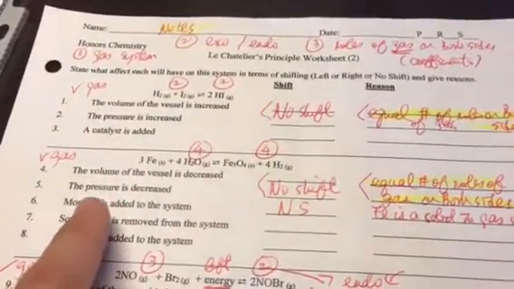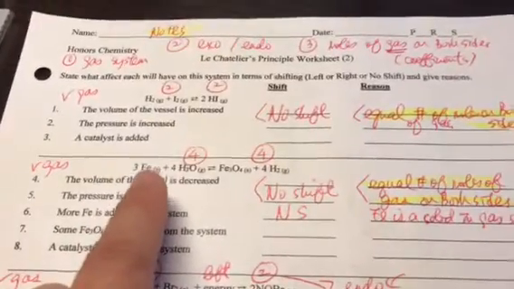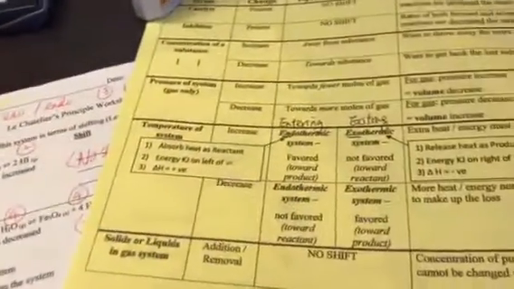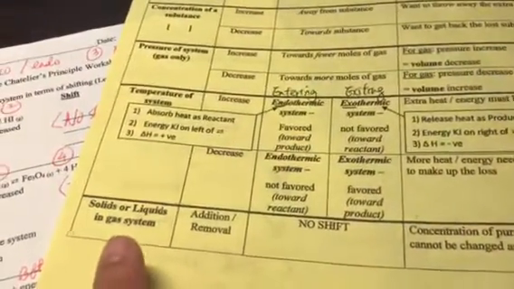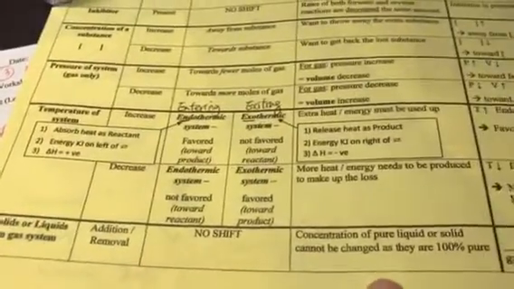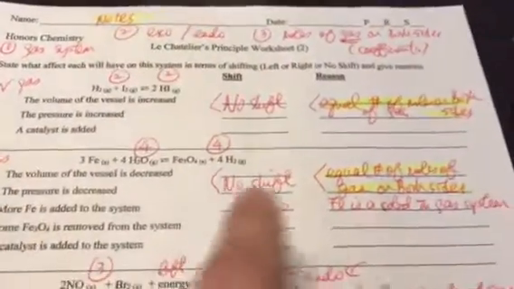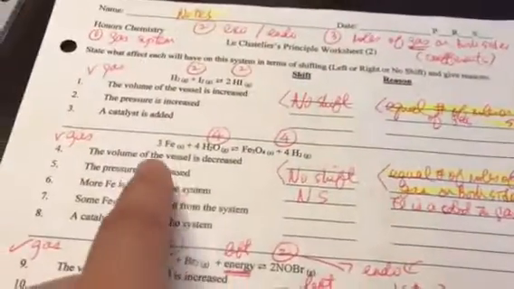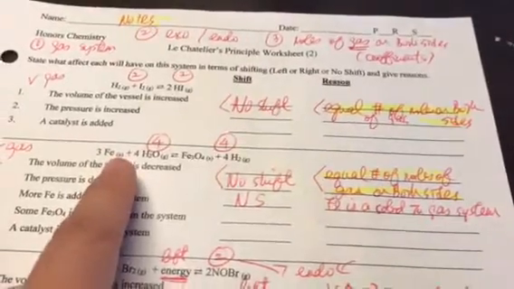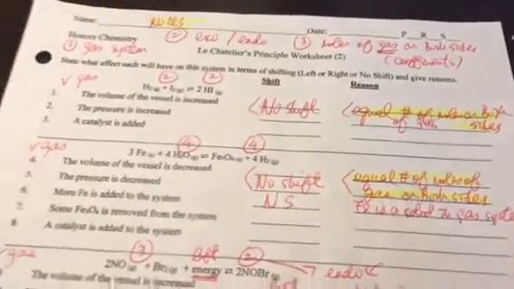And then if you add more iron to the system, iron is a solid. If we go back to the yellow table, if you have a gas system and you change a solid or liquid, there will be no shift in the gas system. So here we will write no shift, because iron is a solid in the gas system.